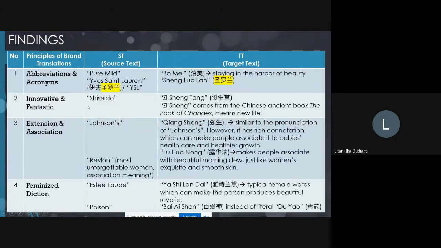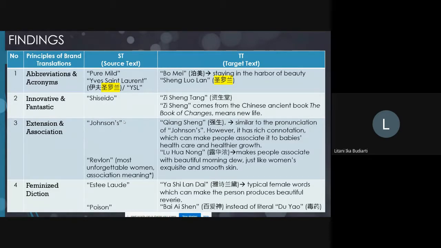And then we have the innovative and fantastic principle of brand translation, like Shiseido. This one comes from a Japanese word, and becomes Tang. So they actually look into the literature further. The word comes from the Chinese ancient book, the Book of Changes, that means new life. So they translate it like that to make women interested in their product, because it means when they use the cosmetic, they will have a new life.